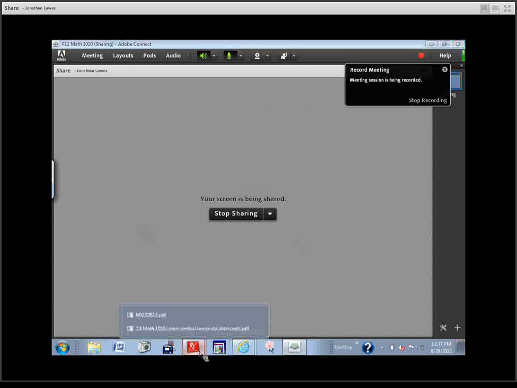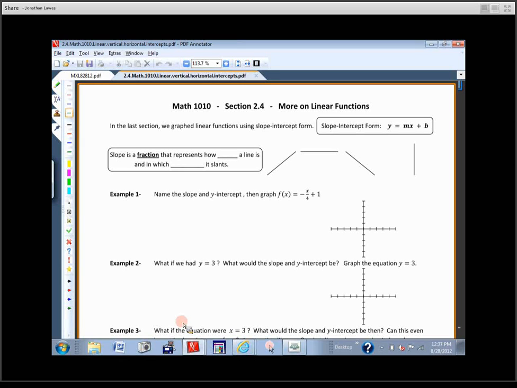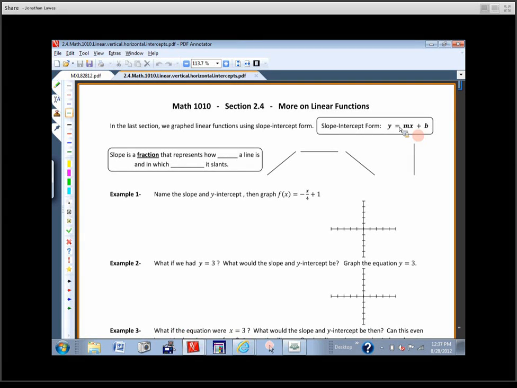This is 2.4. And we're going to talk a little bit more about linear equations. So last time we talked about slope-intercept form, and again, a better name for that would be not slope-intercept form, but slope y-intercept, because that is the y-intercept. You have two different intercepts on a graph.